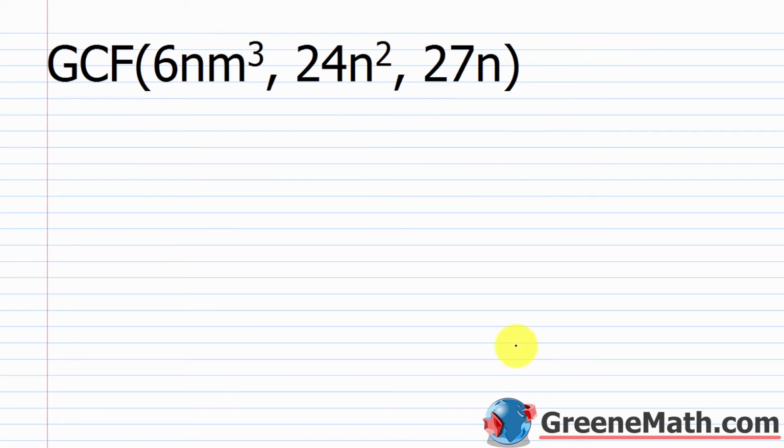All right, for the greatest common factor of 6nm cubed, 24n squared, and 27n, again, let's think about the number parts first. So can we eyeball this and do it? I can. Maybe you're not at that level yet, but very quickly you will be. I know right away that 27 is only going to have 3 as a prime factor, right? It's 3 cubed. For 24, it's divisible by 3. 24 divided by 3 is 8. This is 8 times 3. And I could sit there and write it as 2 cubed times 3. But again, I don't need to do that at this point. For 6, I know that's 2 times 3.